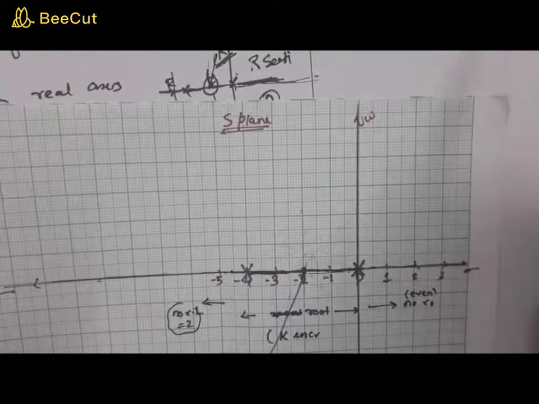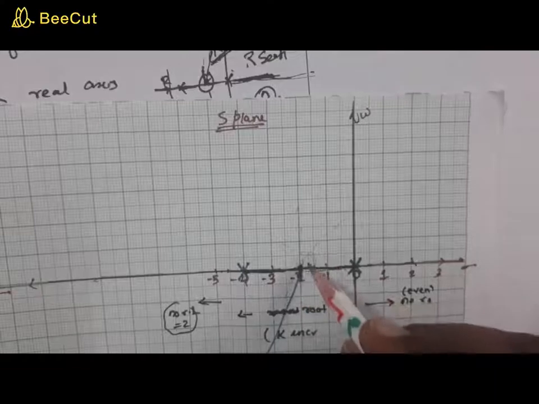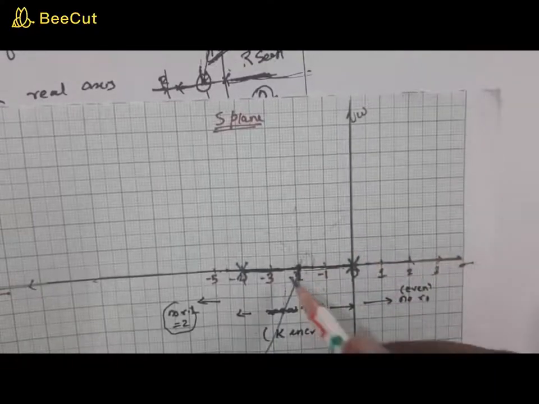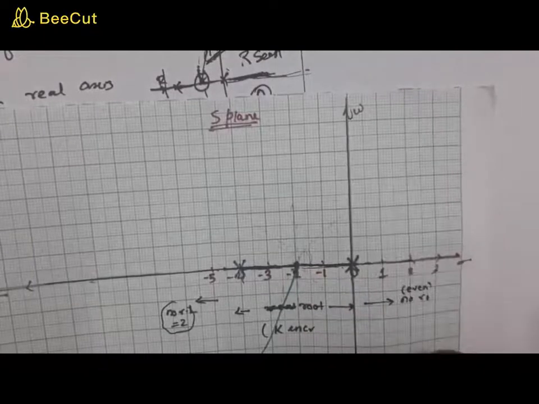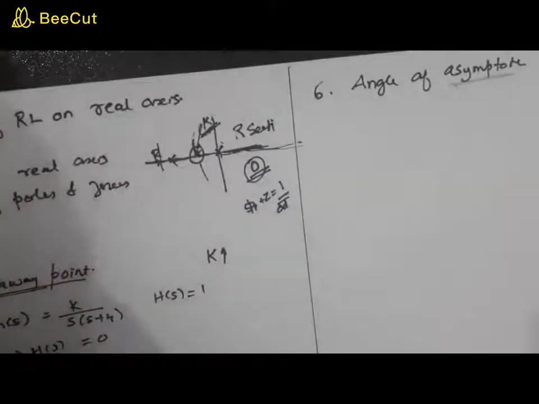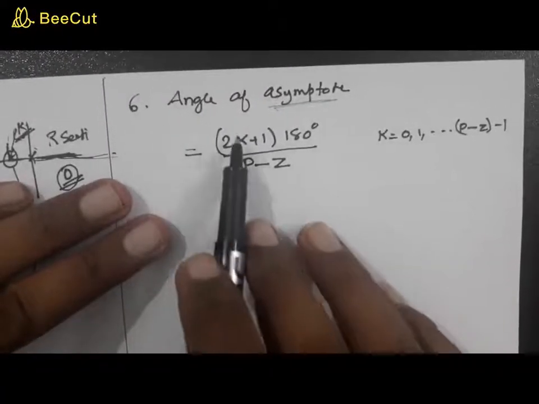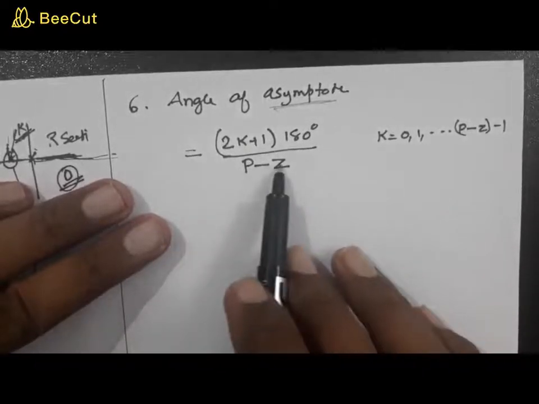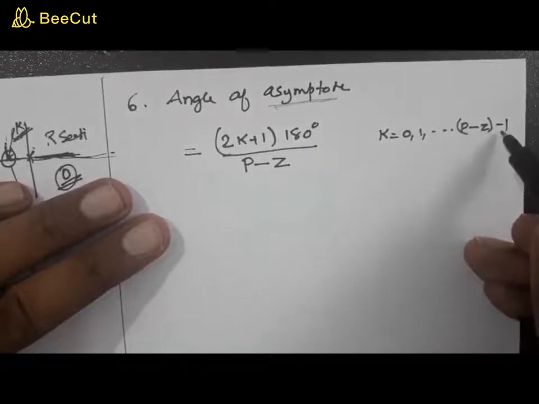You need to draw the asymptote. For drawing the asymptote, you need two things. One is the angle. The other is the point of intersection of this asymptote on the real axis. It is not necessary that this point always equals the breakaway point, because it is just a guidance to the root locus. You will understand later what I meant by guidance. Now first of all is the angle of the asymptote. How to find it? The angle of the asymptote is given by this expression: theta k equals (2k plus 1) into 180 divided by (p minus z), where k varies from 0 up to p minus z minus 1.